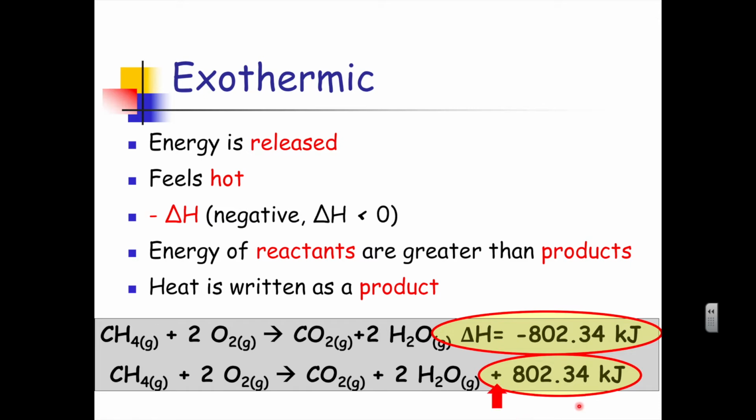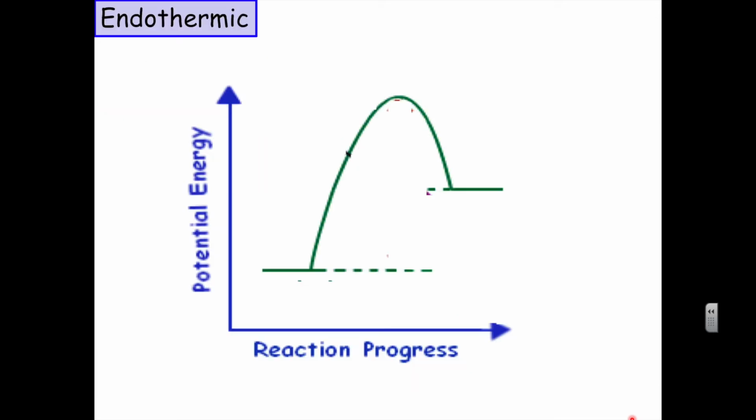But be careful of that little guy right there. This positive right here does not mean that it has a positive enthalpy. It just means that you are adding it to the products. A lot of students get those confused. You're not flipping signs or anything. You are just looking at it in a different way.